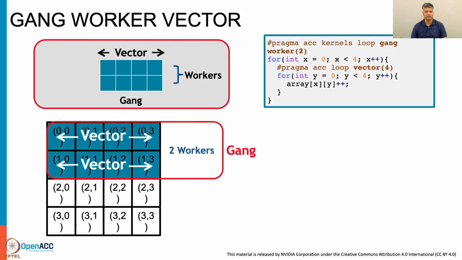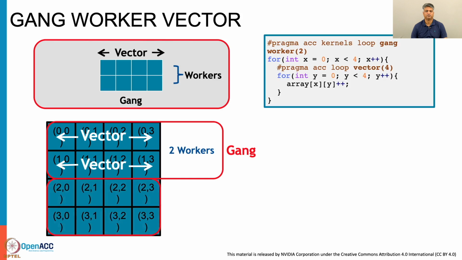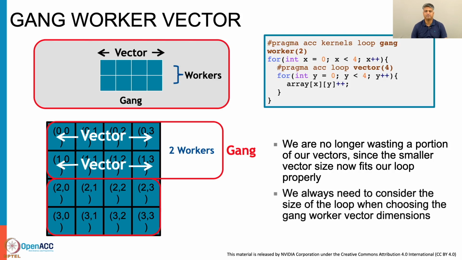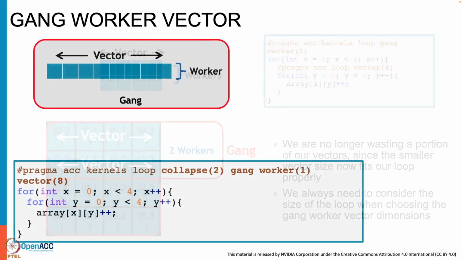So, now you can create a gang with 2 workers which work on these 4 vectors and another gang which will work on these vectors. So, we are no longer wasting a portion of our vectors since the smaller vector size now fits our loop properly. We always need to consider the size of the loop when we are choosing the gang worker dimensions. Now, this is specific to your problem.